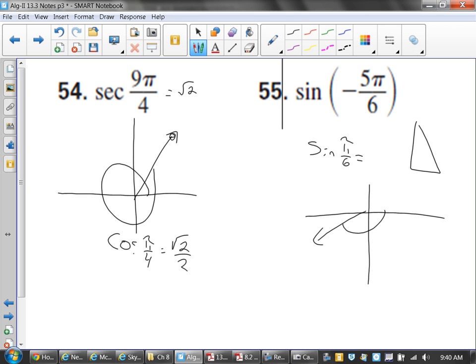Now, is that going to be 1/2, or is that going to be root 3 over 2? It's 1/2. So if the sine of pi over 6 is 1/2, when I place that into the second quadrant, it is negative. Very good.